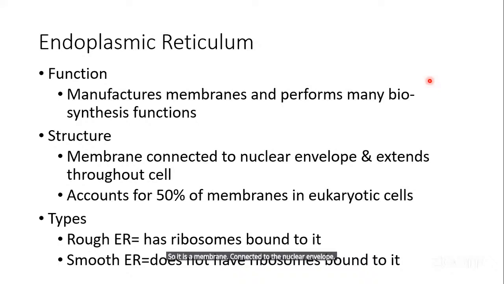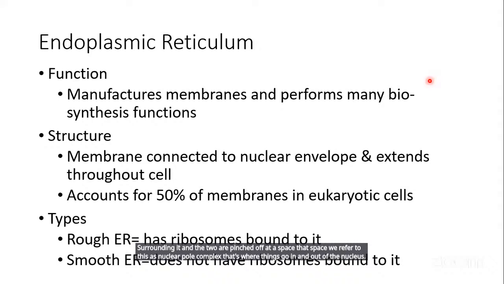Now, the nucleus has two membranes, two lipid bilayers, surrounding it. And the two are pinched off at a space. That space, we refer to as the nuclear pore complex. That's where things go in and out of the nucleus.